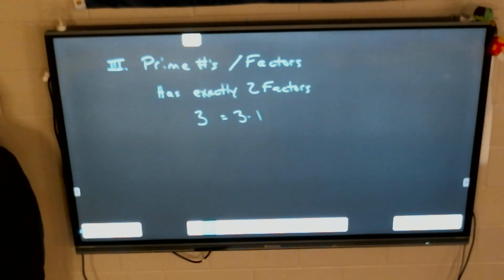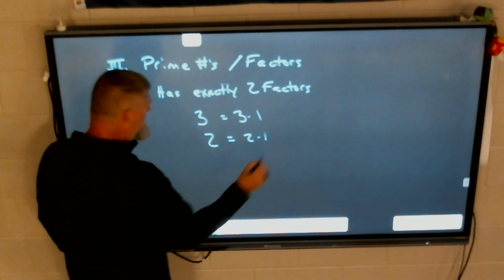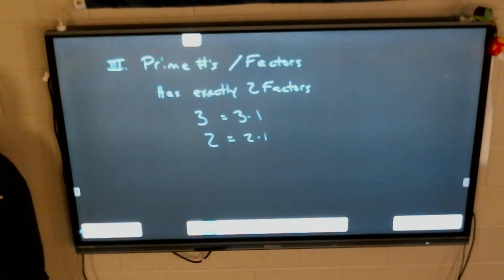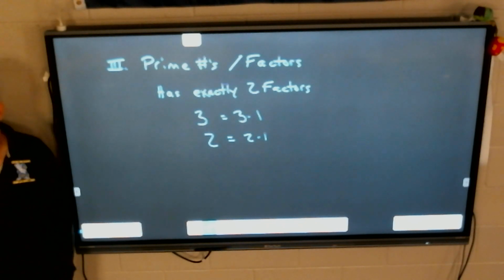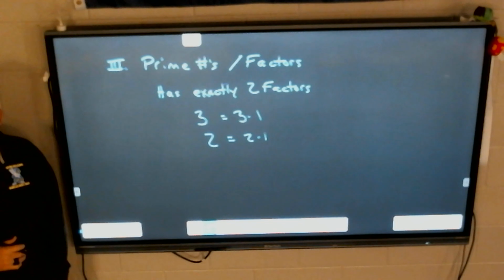3 is prime. 2 is the only even number that's prime. 2 times 1. There's no other way to get 2 except for 2 and 1. Every other even number, 2 will go into it. So 2 is the only even prime number. Yes? Is 1 prime or something?